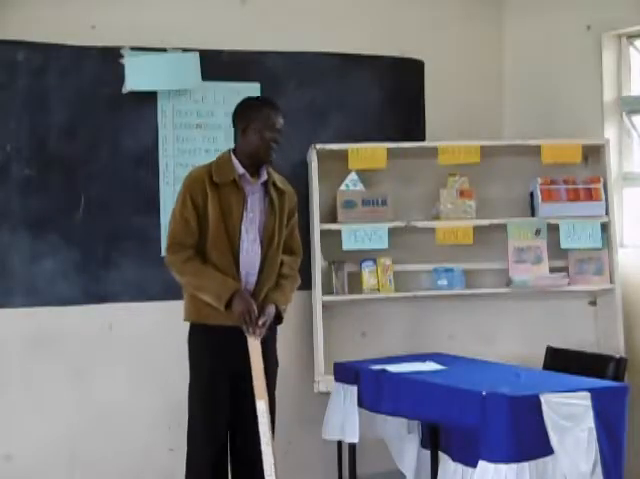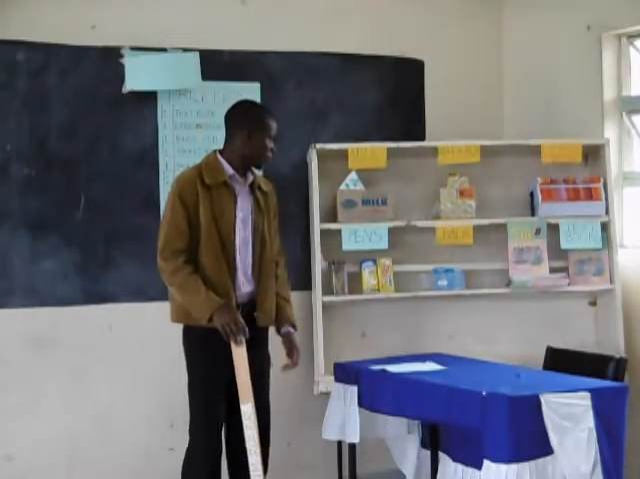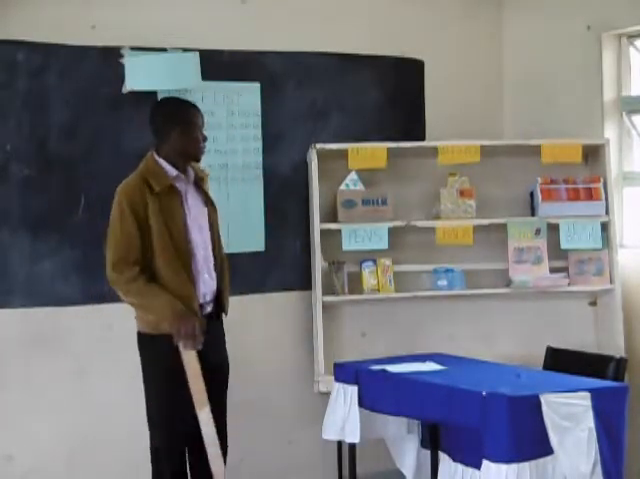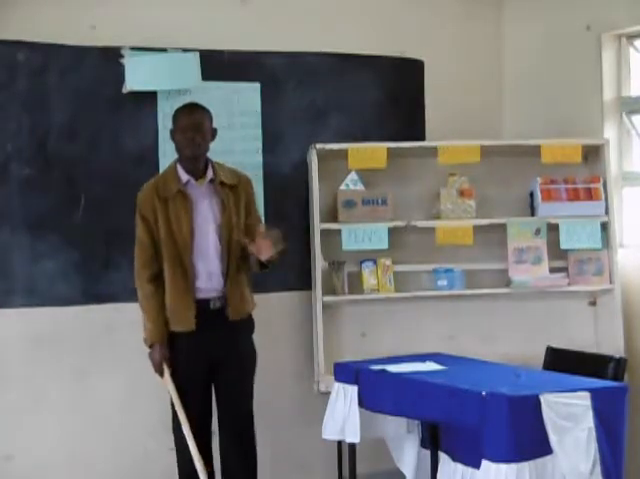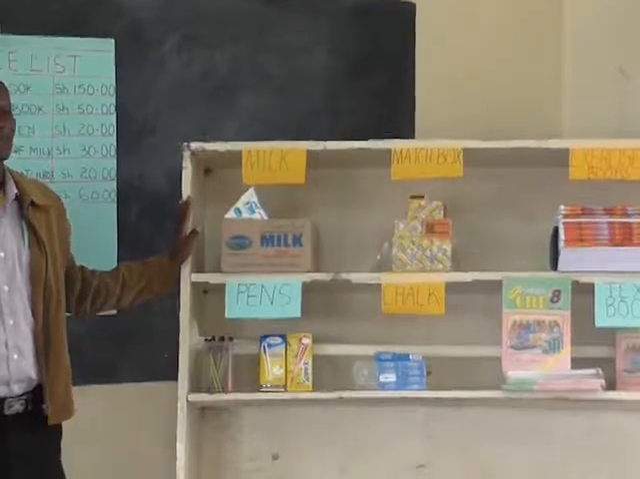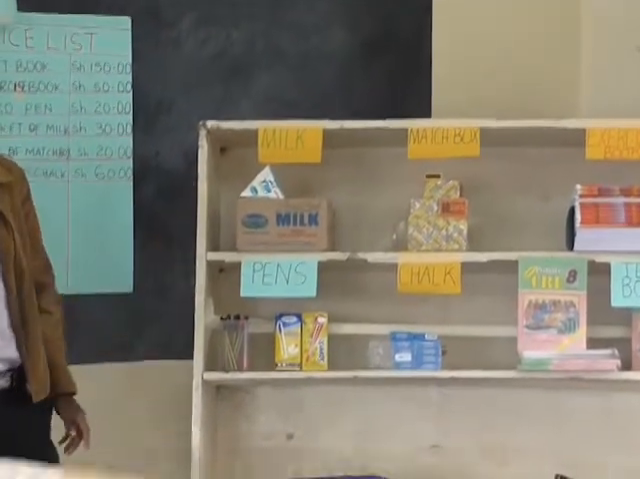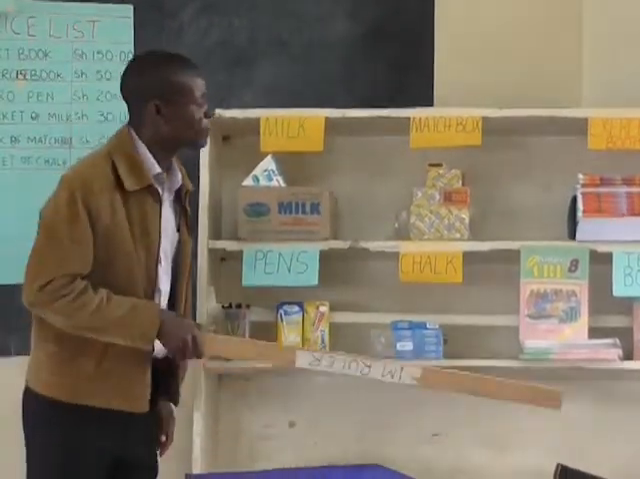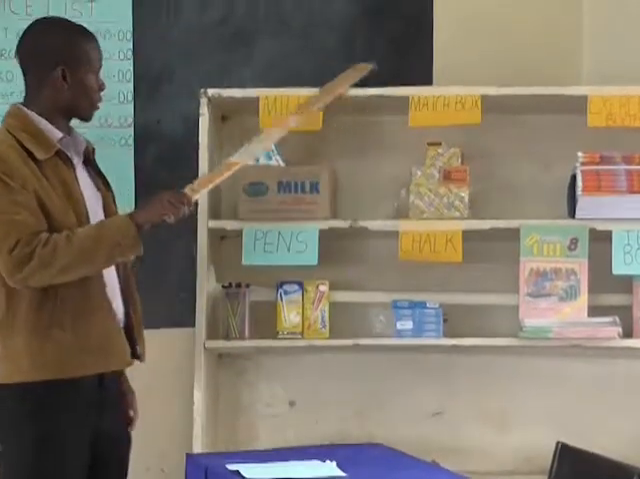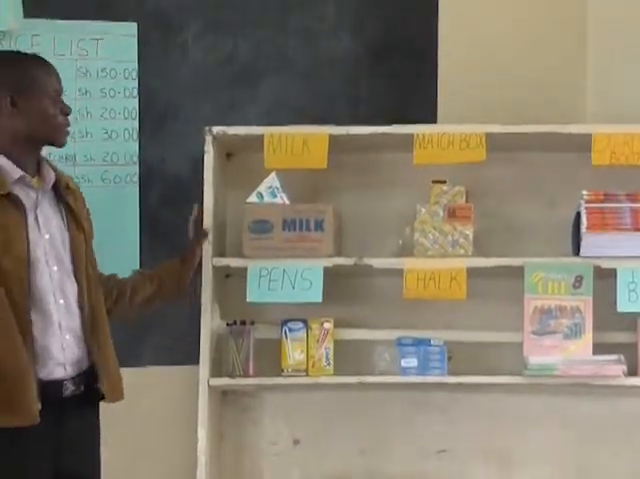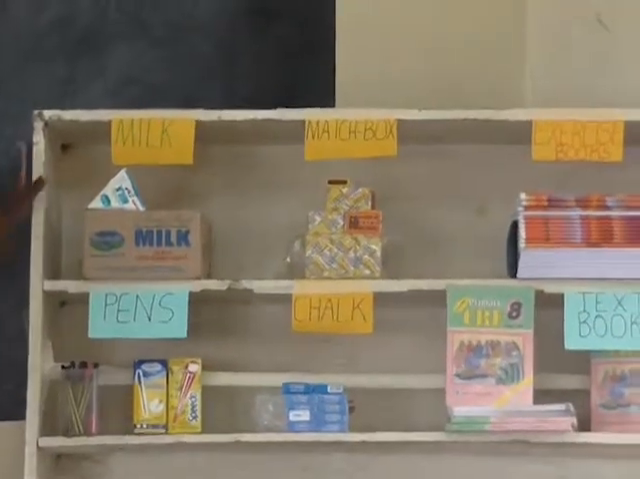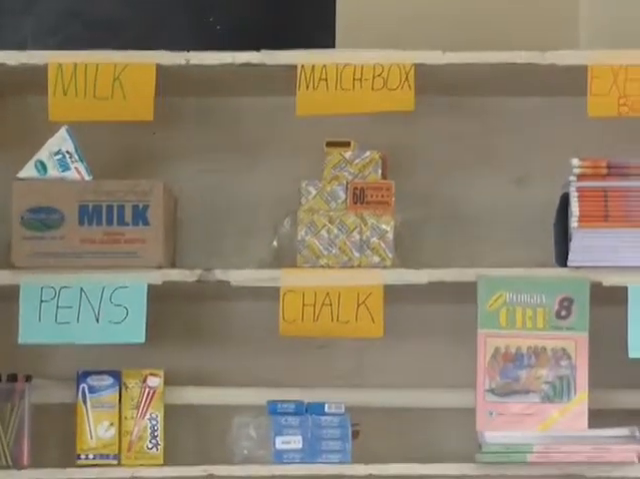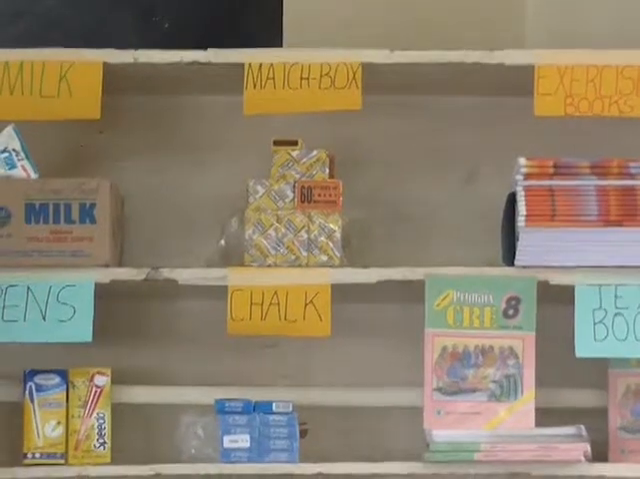Okay, welcome boys and girls to another math lesson. Now, as you can see today in our class, we have a very beautiful corner. So for today, we are going to have a corner shop in our class, as you can see. Now, from this our corner shop, we have different types of items.